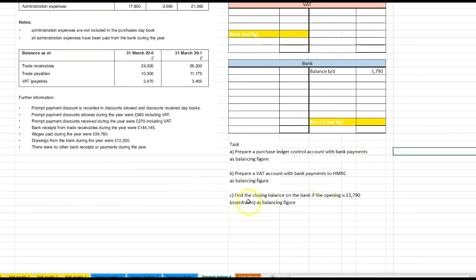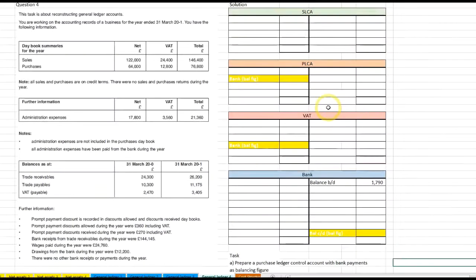While I'm looking at this piece of information, I'm going to put the 1790 overdrawn into my bank account as a starting position. And let's have a look at the other information we're being given. I'm just filling in where I want my answers to go.